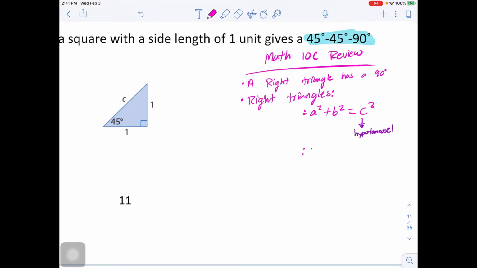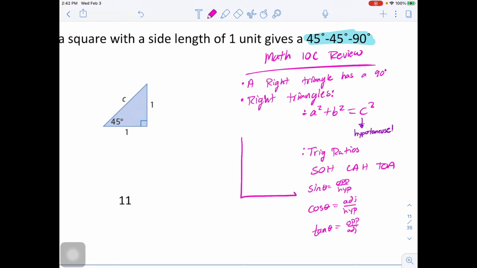And then you also have your trig ratios that you can use. So remember, for a trig ratio, you're going to remember SOHCAHTOA. Sine angle equals opposite over hypotenuse. Cos angle equals adjacent over hypotenuse. And tan angle equals opposite over adjacent. If that is all gibberish to you, you need to come in right away and ask some questions, or you need to watch the video that I had Math 10C review listed.